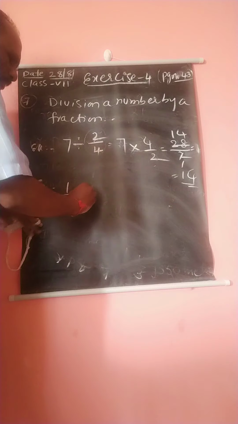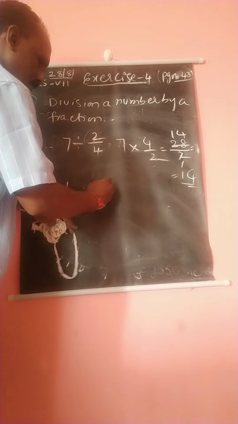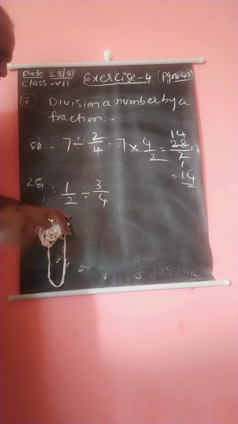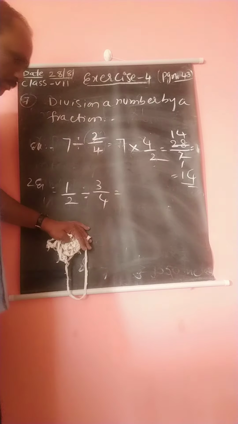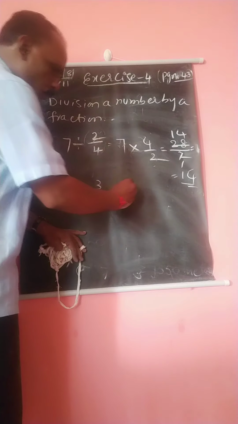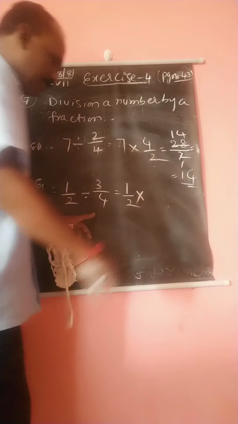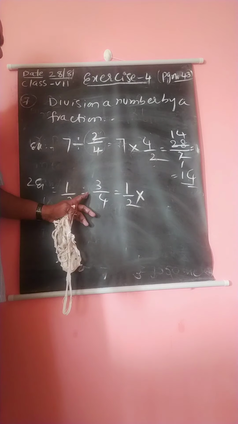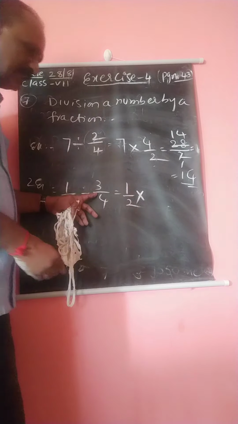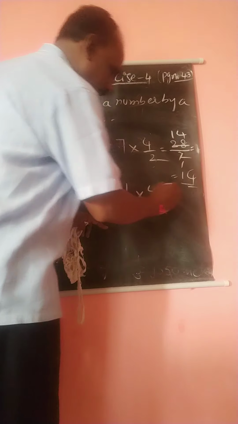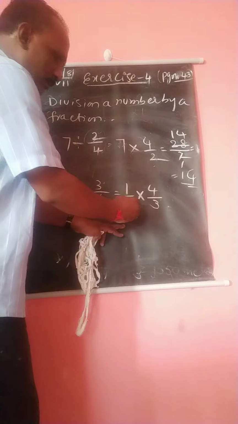1 by 2 divided by 3 by 4 is there. 1 by 2 divided by 3 by 4. How can you convert this one? How can you do the problem? Listen here. How can you solve this? 1 by 2. The division should be changed into multiplication. Once we change the division as a multiplication, then immediately the next fraction becomes reciprocal. 3 by 4 means 4 by 3. Now, what is the cancellation?